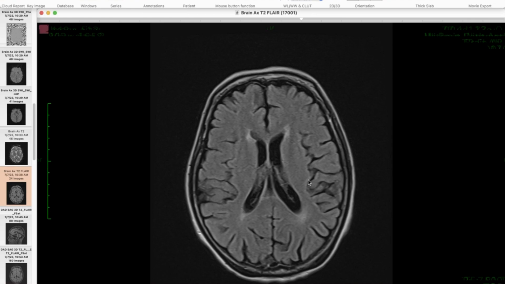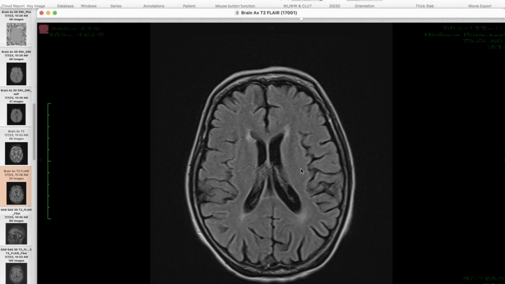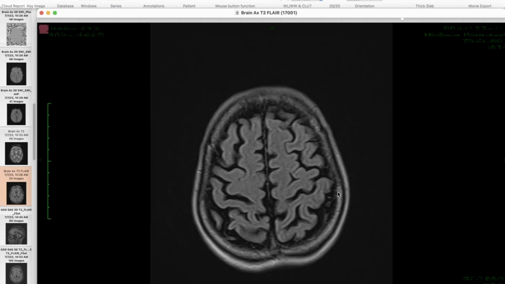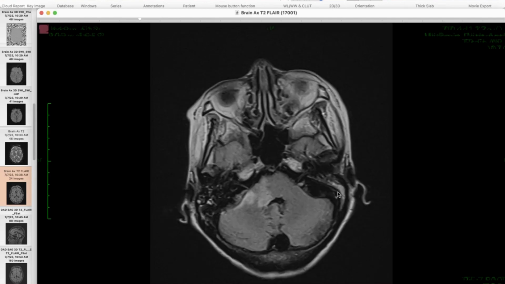Imagine if you go back to your NMR from physics or chemistry, you basically just take the peak that would represent CSF and you subtract it from the image. And this allows us to get a really good look at the white matter right around the ventricles, which is tough to see when it's obscured by all the brightness that's native to the T2 sequence. So FLAIRs are useful. I suppose you could use them for anatomy. We usually don't. We usually look here for white matter changes.